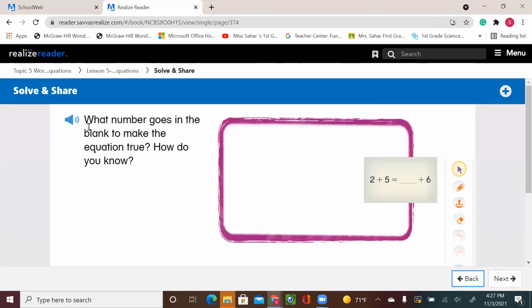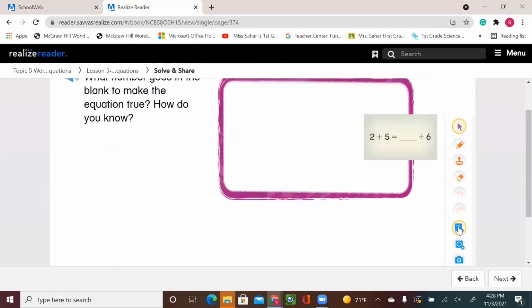And now practice what we learned. What number goes in the blank to make the equation true? How do you know? All right, so remember what we say. You need to find the total or the sum for the first part of your equation, 2 plus 5. So I know 2 plus 5 equals 7. So let's write it all down.